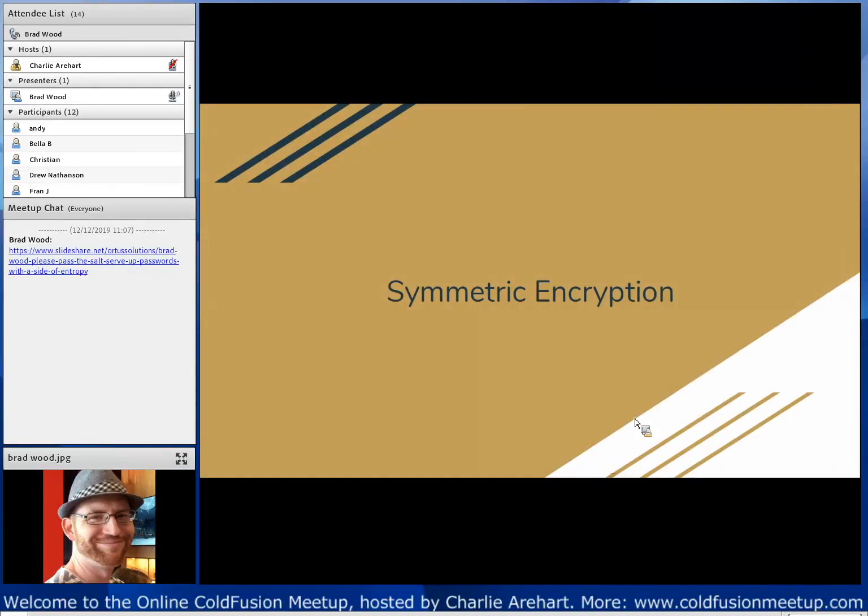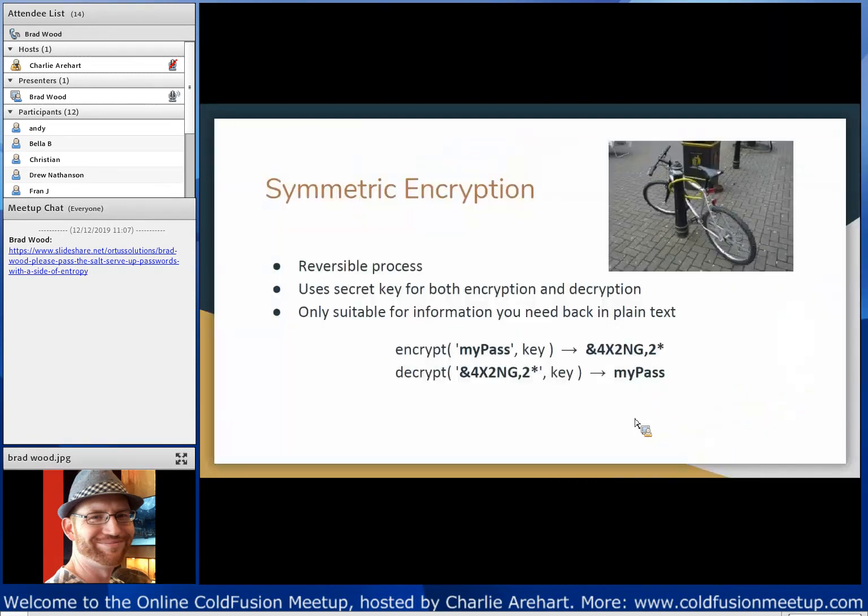So what's the next thing up from plain text? What's the next level we can go to? And that would be symmetric encryption. So symmetric encryption is a reversible process. It uses a secret key for both the encryption and the decryption. So you have to know not only the algorithm being used for the encryption, but the secret key. But it's really only suitable for information you need back in plain text. And you might think, well, don't I need the password back in plain text? The answer is no. We'll get to that when we talk about hashing.